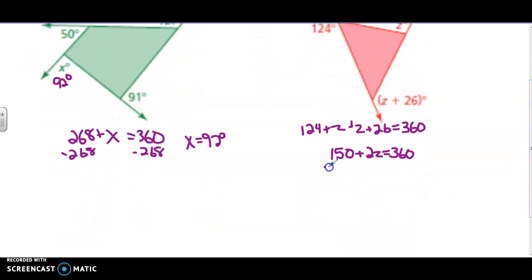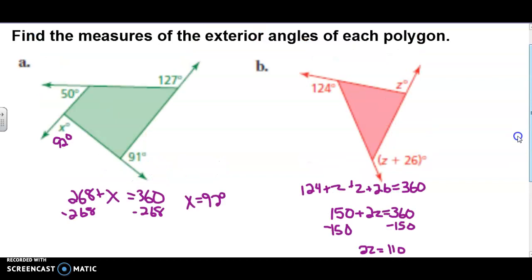So if I subtract 150 from both sides, I get 2z equals 110. I divide both sides by 2, I get z equals 55. In this case, that's not my final answer though. Now, 55 degrees is the measure of this angle. But this angle here is 55 plus 26, which would be 81.